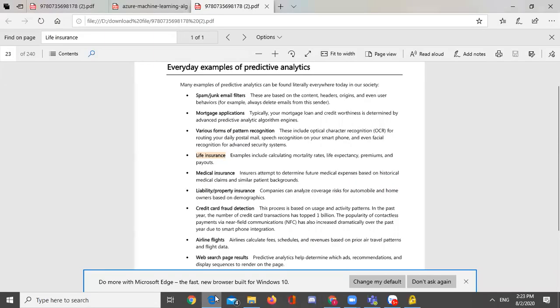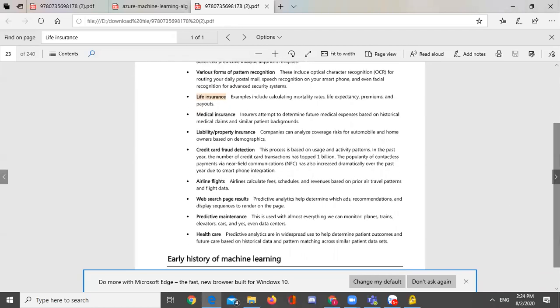So let me raise a question. Let's say in the exam you are given a question: identify the algorithm which detects whether a patient is a cancer patient or not. Which algorithm do you use to detect whether a patient has a certain disease or not?